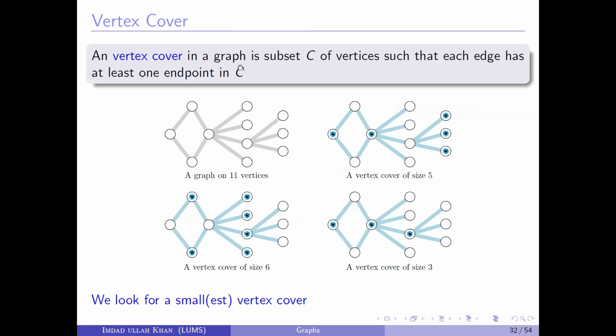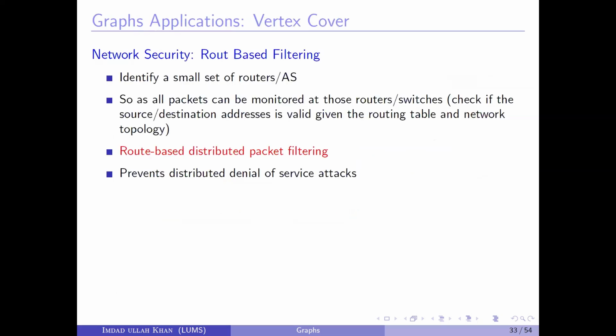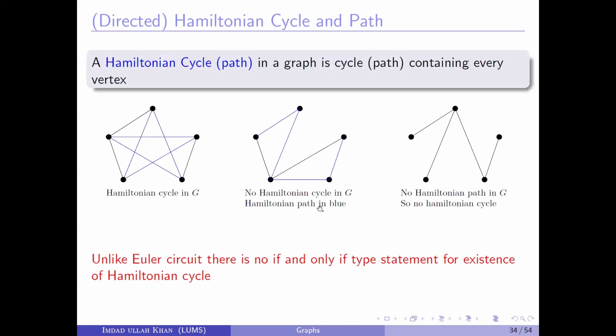A vertex cover in a graph is a subset of vertices such that each edge has at least one endpoint in that particular subset. And we are interested in the smallest subset of vertices. Vertex cover again has many applications in computer networks, in planning the transmission or broadcasting of different messages or packets over different channels to different network devices.